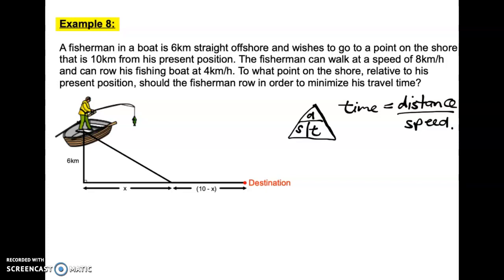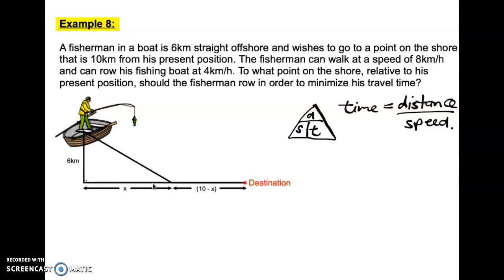travel time? So this is actually very similar to the last question, except this time we're dealing with time instead of cost. But there's a rate at which he can row, and there's a rate at which he can walk. Okay, so we need to figure out that sweet spot of where he should land on the shore so that he can take advantage of the fact that he can walk faster than he can row. So just like before, a diagram set up very similarly.